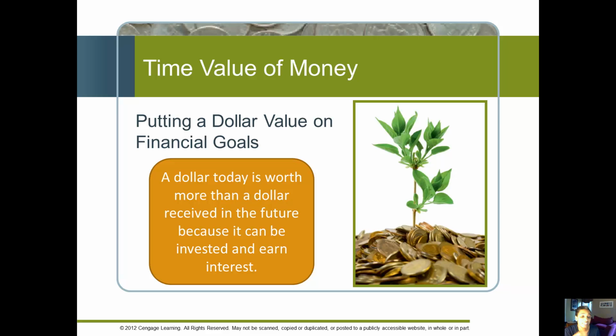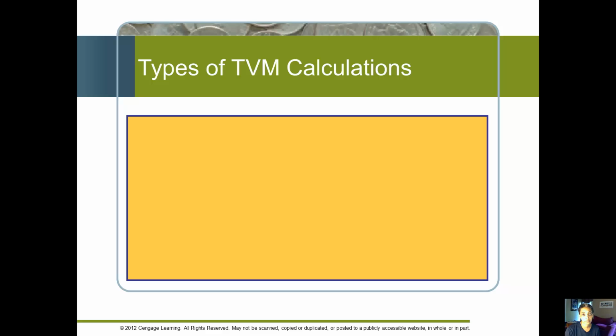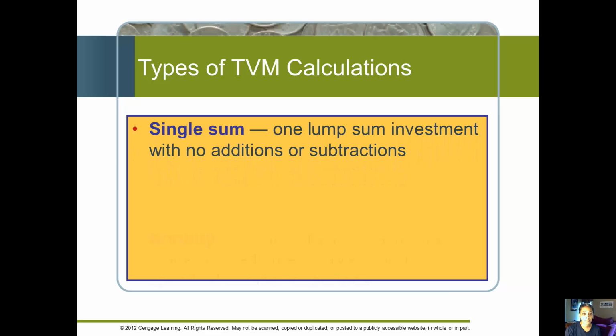So now, a very key concept in finance is the time value of money. And so what it tells us is that $1 today is worth more than $1 that we receive in the future, because that $1 today can be invested and earn interest. So let's talk about some time value of money, or TVM, calculations.